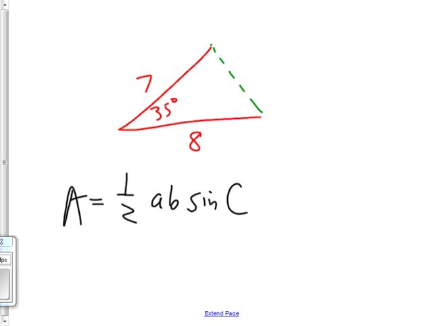What did you get when you typed in everything? Or have you yet? Anybody verify 16.06? Okay, good. From there, it's just typing numbers in. This is a 7 and this is an 8, and you can see why it doesn't matter if I reverse them, because 7 times 8 or 8 times 7, same thing. And then sine of 35. What did you say, 16 point what?